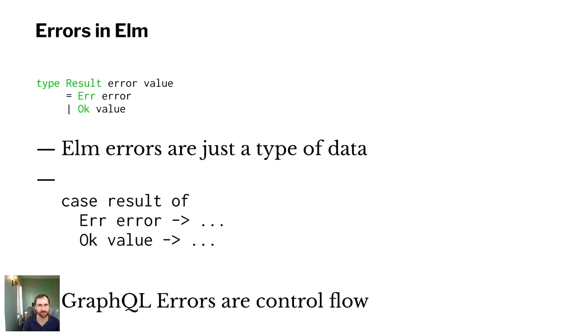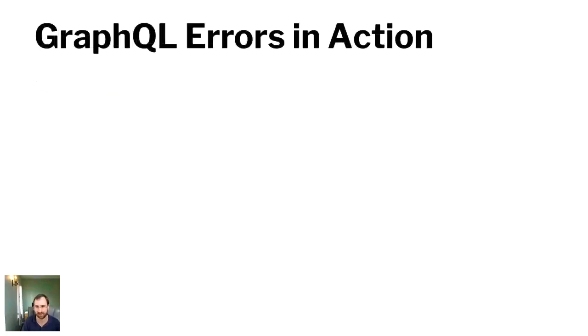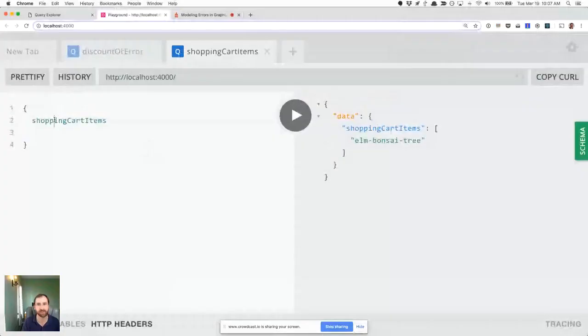Okay, so let's see GraphQL errors in action here real quick. I've got a very simple schema here, and a little app. Here's my API. For anyone who hasn't seen this, this is called the GraphQL Playground. This is not a custom app. It's just a tool that you can use to consume any GraphQL API. In this case, I've got a little local API that I'm serving up. One of the fields I can request is a list of shopping cart items. In this case, we've got this product, an Elm bonsai tree, in our shopping cart.